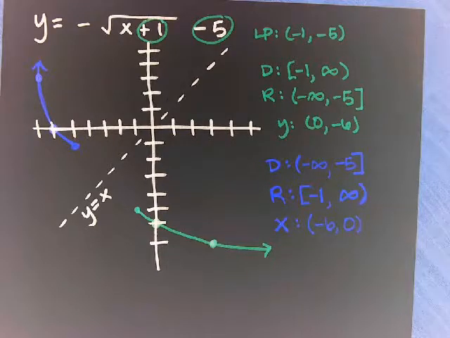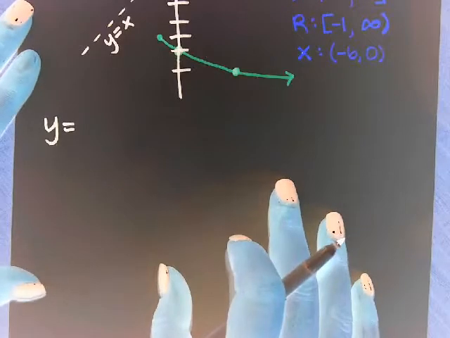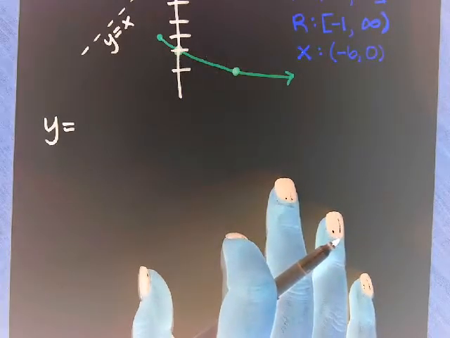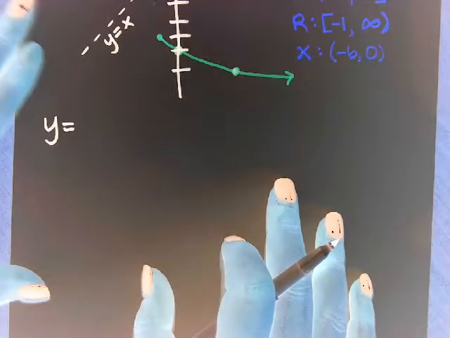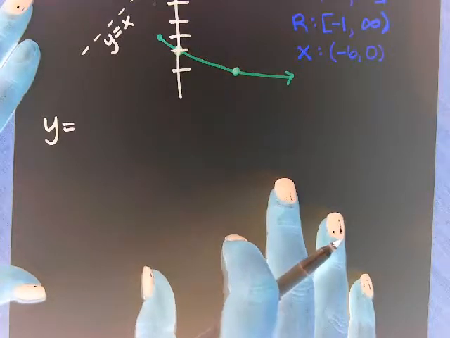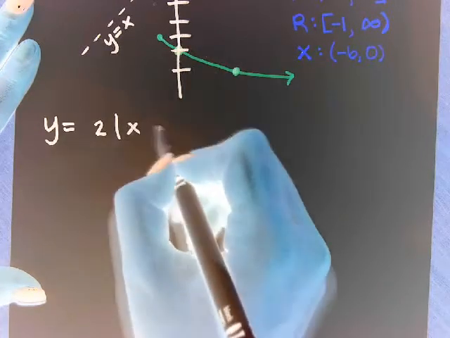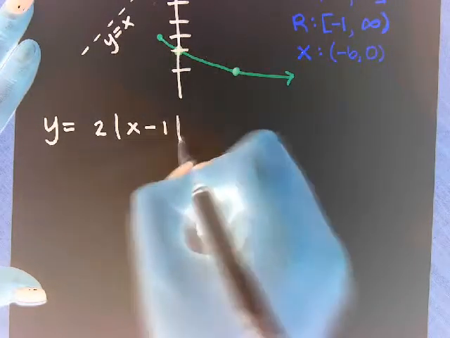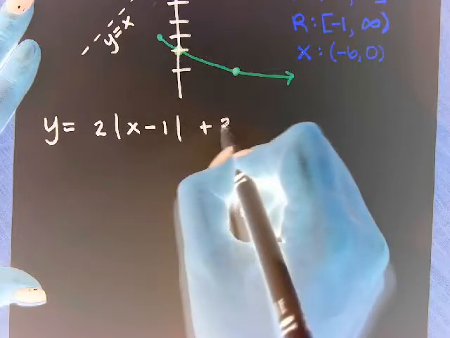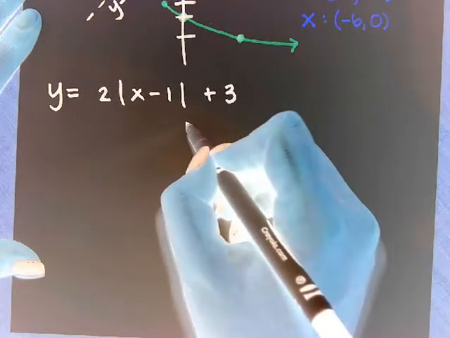Okay, let's go ahead and look at another one. Y equals... Is there a function you guys are kind of scared of? Is there anything we don't like working with? No, we don't really care? We're good? Okay. We'll do 2 times the absolute value of x minus 1 plus 3.